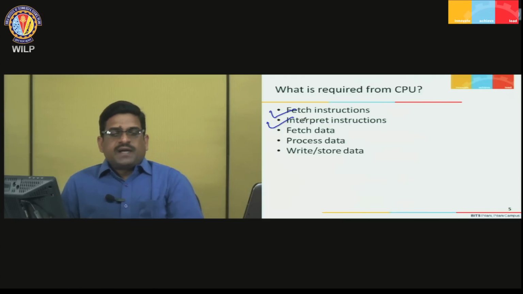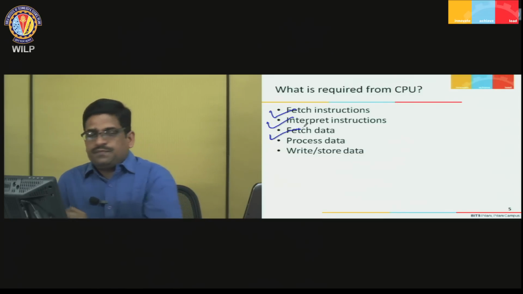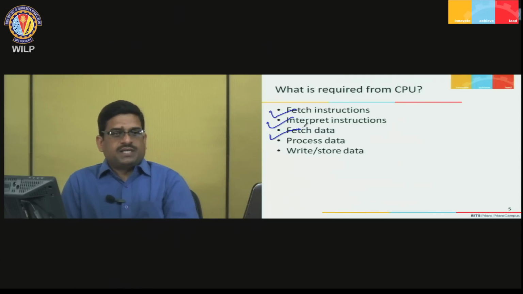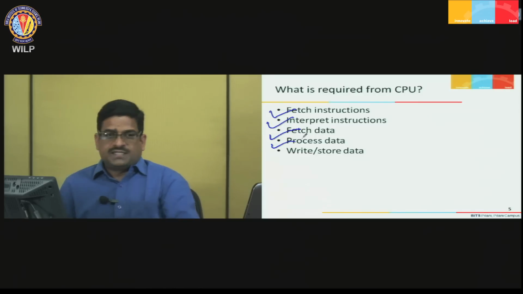So after interpreting the instruction, I can call interpreting the instruction doing the post-mortem of this instruction. Then the third step is fetch the data, because for doing some operation, let us say an arithmetic operation, it has to fetch the data. After identifying, for example, that this is a load instruction, load instruction means it has to take the data from the given memory location.